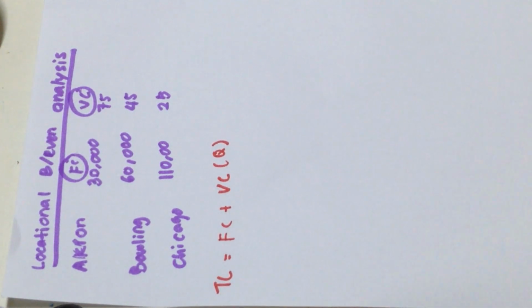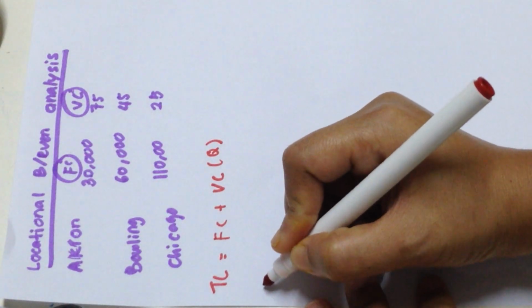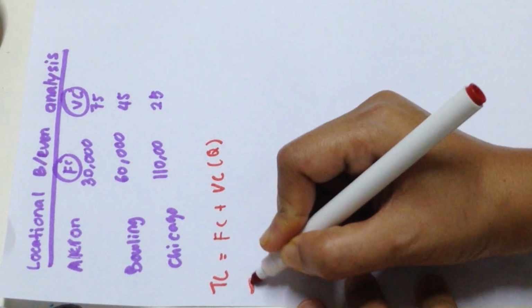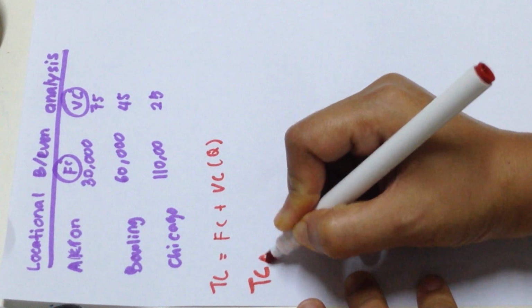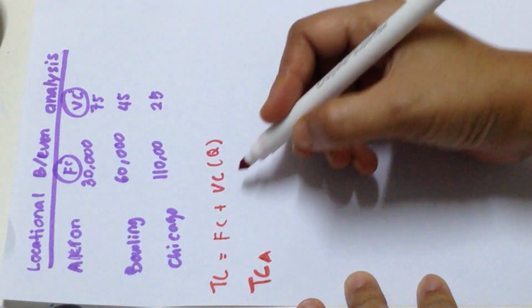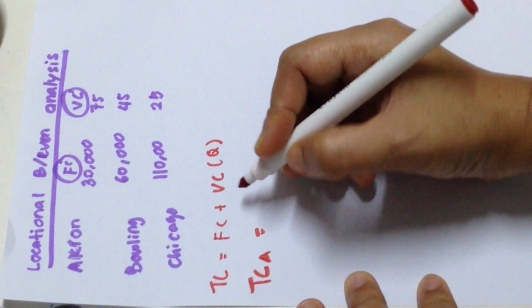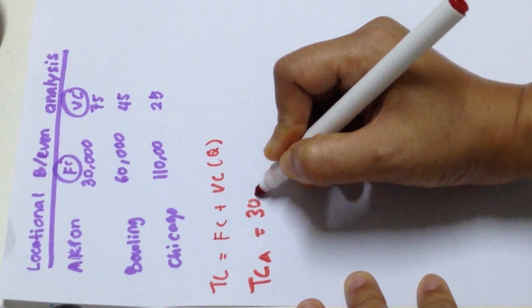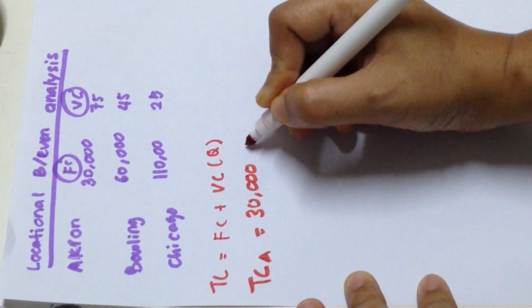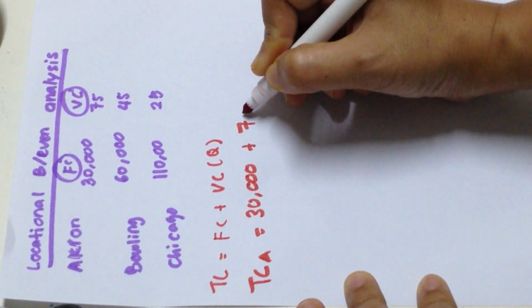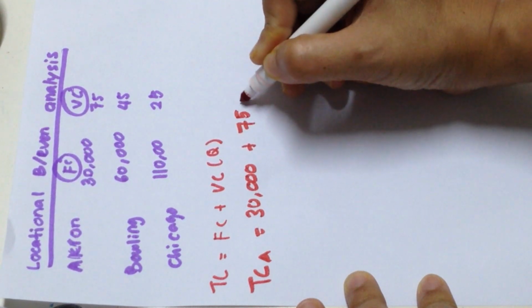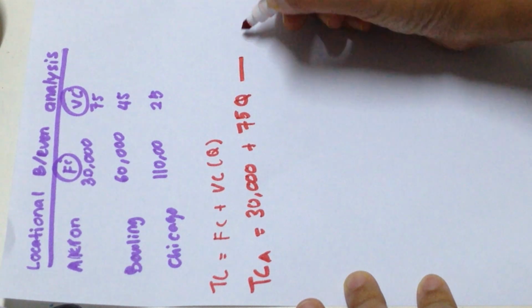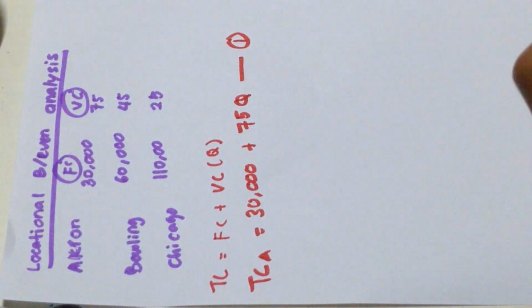So first step is we make equations. For equation 1, total cost A, for Akron, equals 30,000 plus variable cost times Q. Okay, this is the first equation.